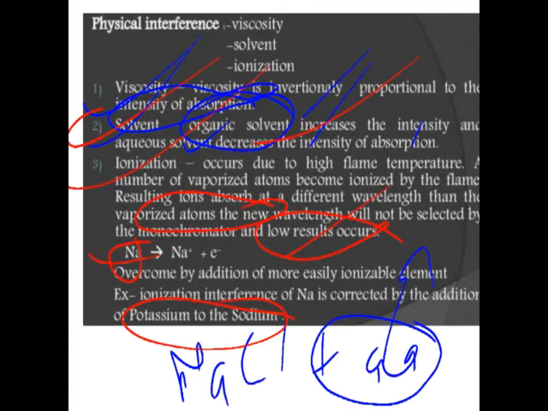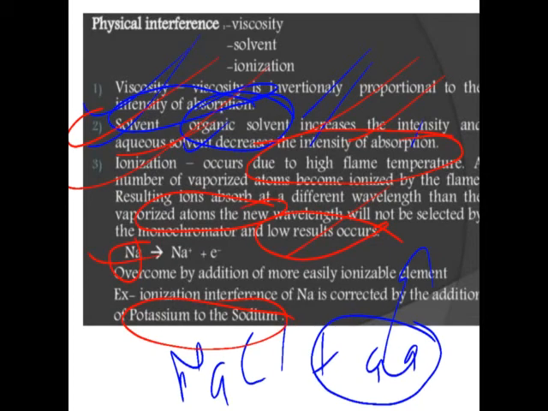Then solvent. If the solvent is not vaporized properly, some traces of solvent will remain in the solid residue, and it may change the result. So if an aqueous solvent is present, it will decrease the intensity of absorbance. And if non-aqueous or organic solvents are present, it will increase the intensity.